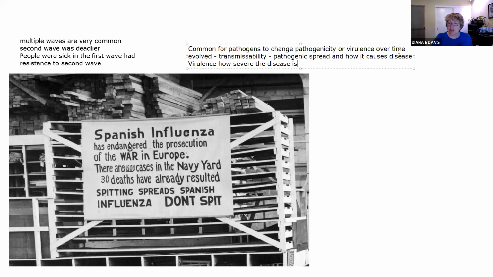Screenshot so we can move on. Did anybody notice this sign about spitting? Looking at it saying don't spit. Yeah. A lot of cities passed laws against spitting on the public sidewalk during the 1918 flu. And a lot of those rules are still on the books.